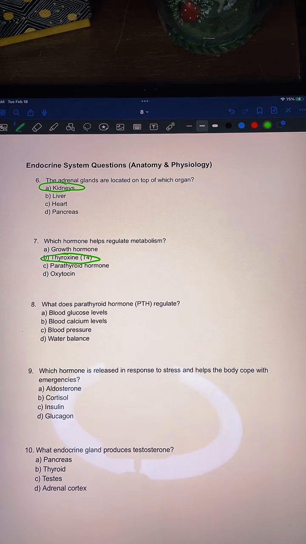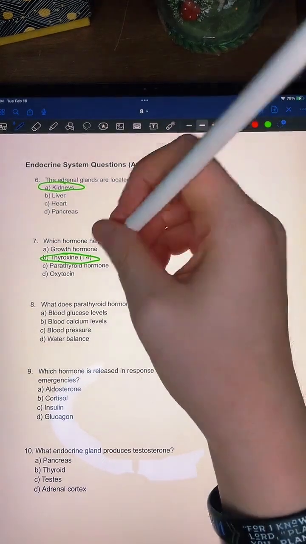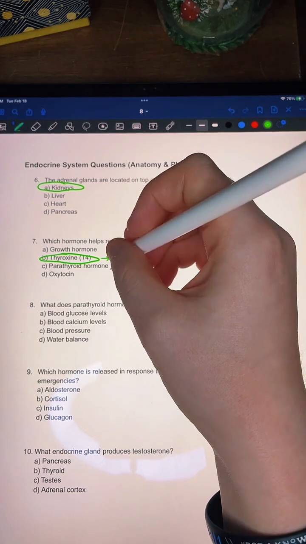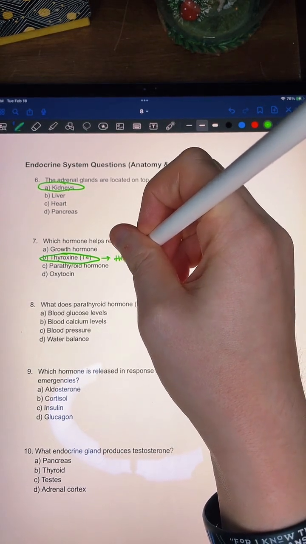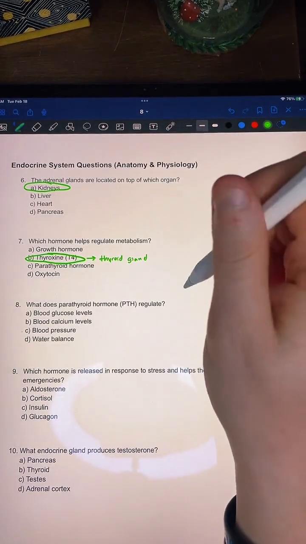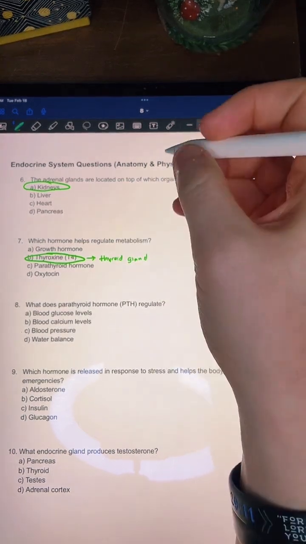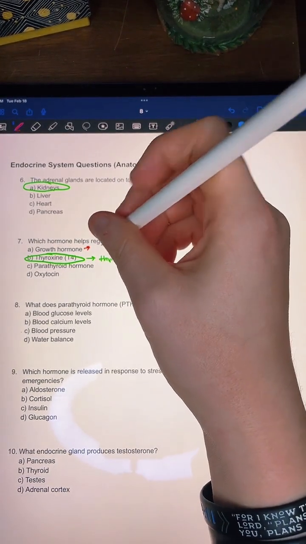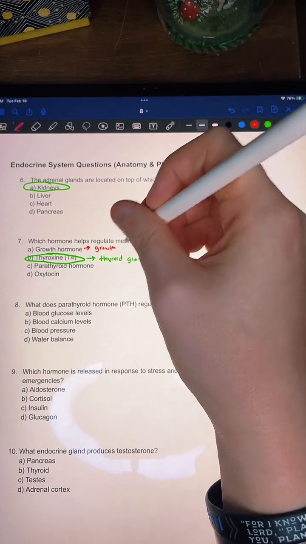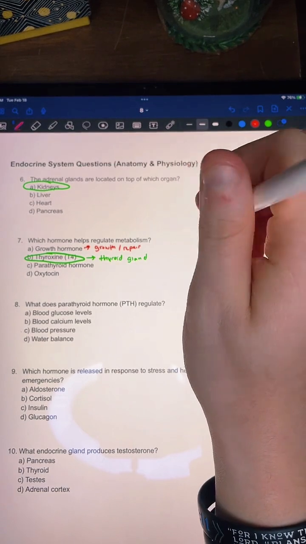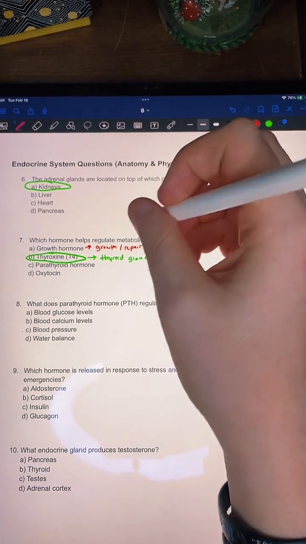Alrighty, so I'll put this in green because it was right. This is a hormone that's secreted by the thyroid gland. Growth hormone, I'm going to put this one in red, is more for growth and repair. So this wouldn't necessarily regulate metabolism.